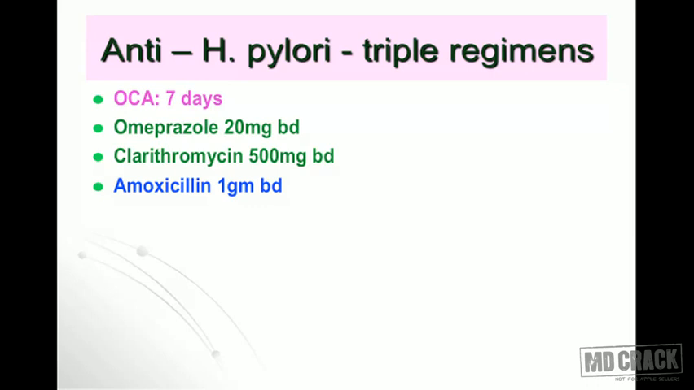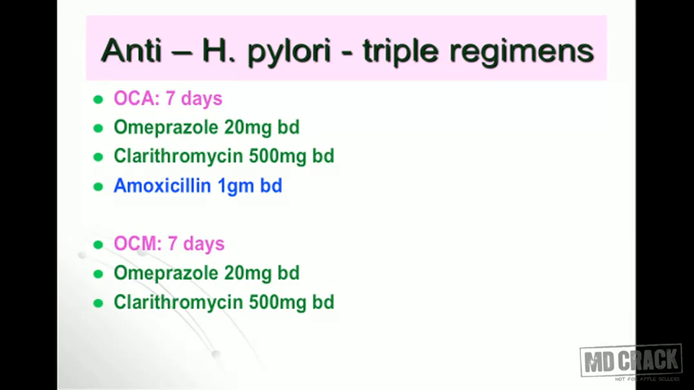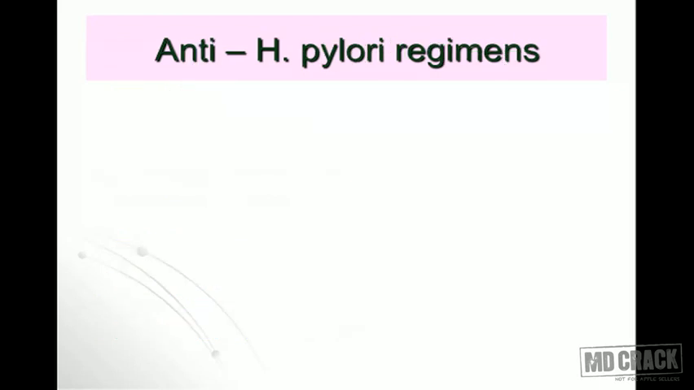So that's OCA. The second triple regimen could be OCM, again for 7 days. Omeprazole 20 milligrams 2 times a day. Clarithromycin 500 milligrams 2 times a day, just as above. And your A, amoxicillin, is replaced by metronidazole. Metronidazole 500 milligrams 2 times a day. So again, all the drugs given 2 times a day for a period of 7 days. So I just presented to you some standard regimens, triple regimens for management of peptic ulcer.